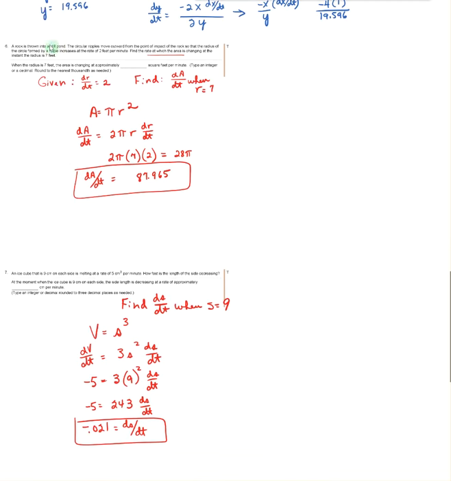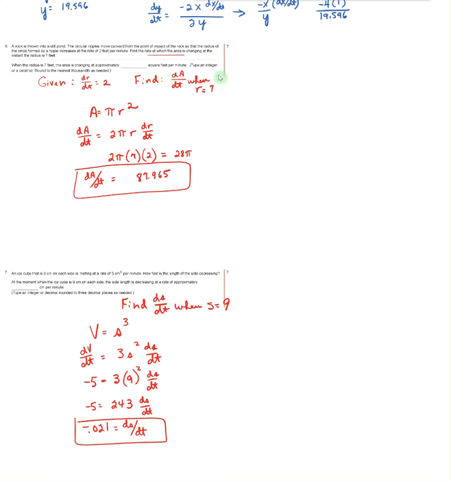All right, number 6. A rock is thrown into a still pond. The circular ripples move out from the point of impact so that the radius of the circle formed by a ripple is increasing at the rate of 2 feet per minute. Find the rate at which the area is changing at the very instant that the radius is 7. All right, so we are given that the radius is changing at a rate of 2. So that's dr/dt is 2. Find the rate for the area. So that's dA/dt when r is 7.